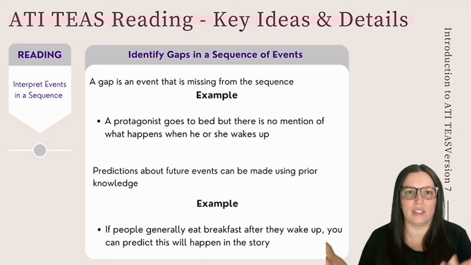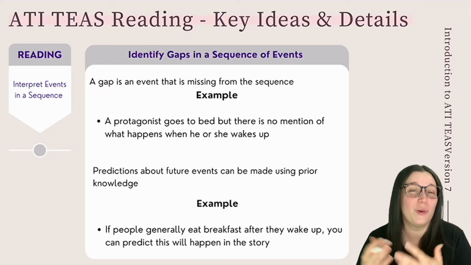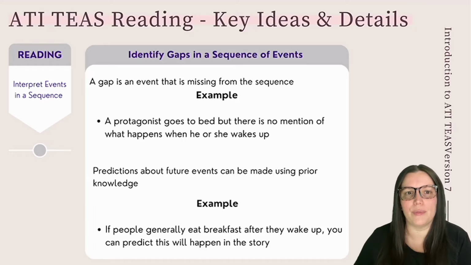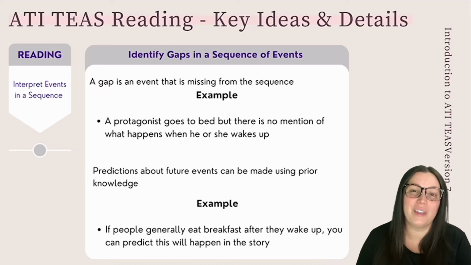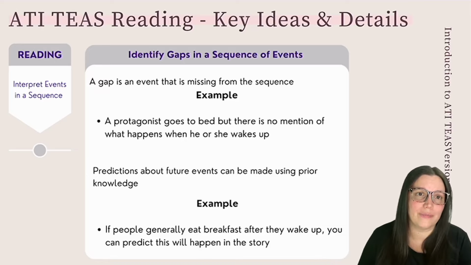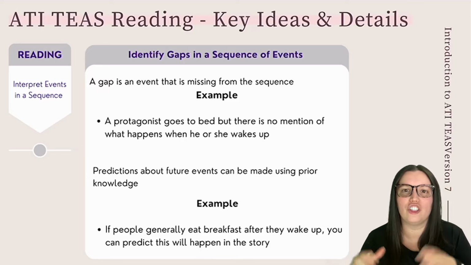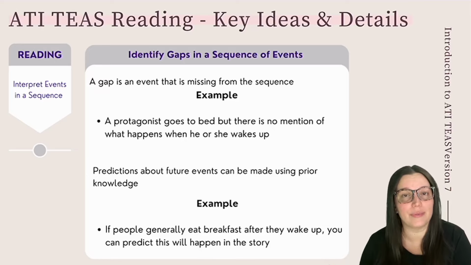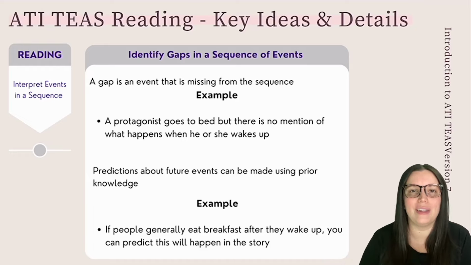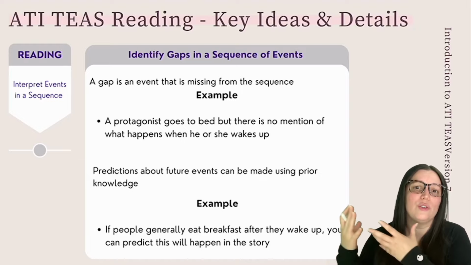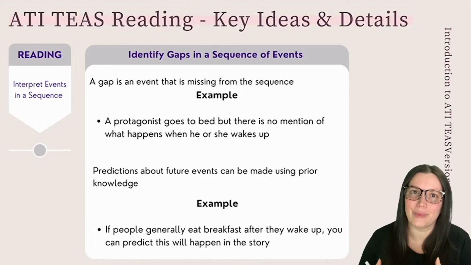In order to fill in those gaps, you will need to use your knowledge of the world and your own experiences. So for example, if you know that people generally wake up in the morning and brush their teeth, you can assume that this is what's going to happen next in the story. You can also use your prior knowledge to make predictions about future events. So for example, if you know that people generally eat breakfast when they wake up, you can predict that this is what will happen in the story. If you come across a sequence of events that has a gap, you can use your knowledge of the world as well as your own experiences to fill in that missing information.